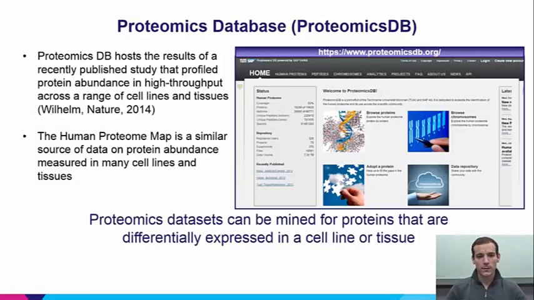The next resource is called Proteomics Database. This is a website that's hosting a dataset that profiled protein expression in a large number of cell lines and tissues. You can access this data through the website shown on the right. And this is one of several proteomics resources. A similar dataset is called the Human Proteome Map, which also is a project that measured protein expression in a number of cell lines and tissues.